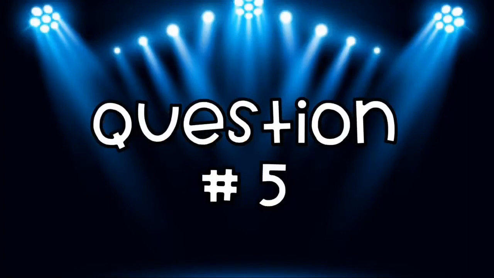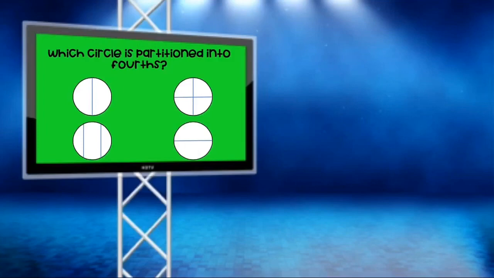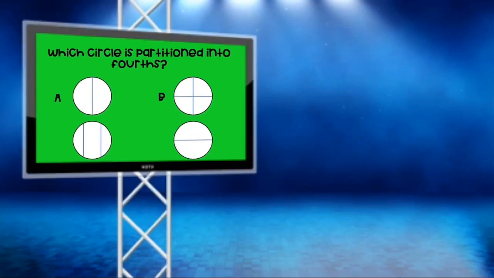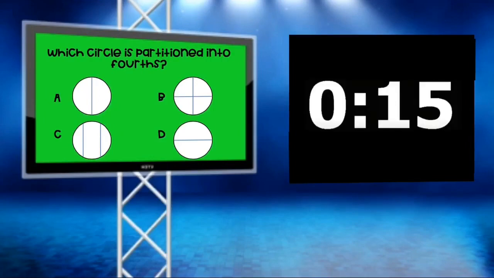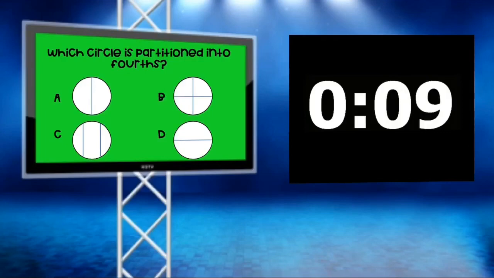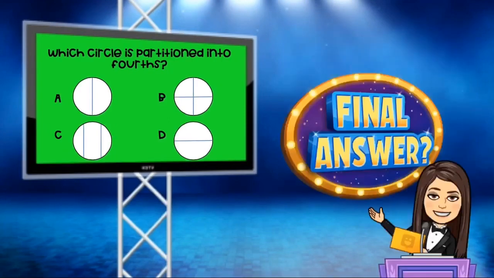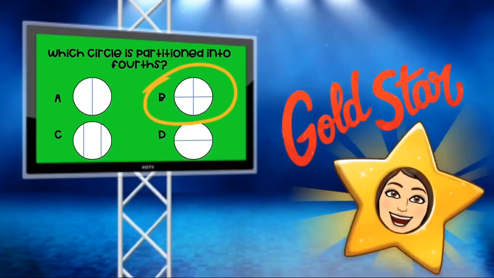Question number 5. Which circle is partitioned into fourths? A, B, C, or D? Final answer? B is our final answer. Which circle is partitioned into fourths?